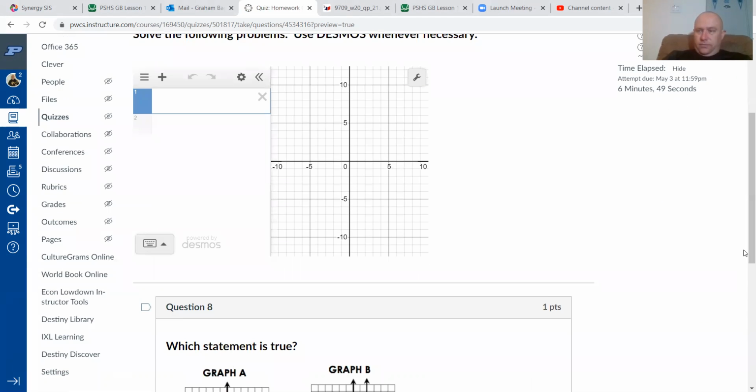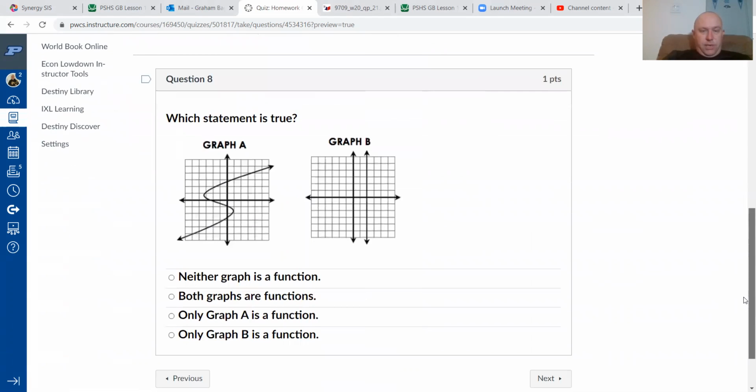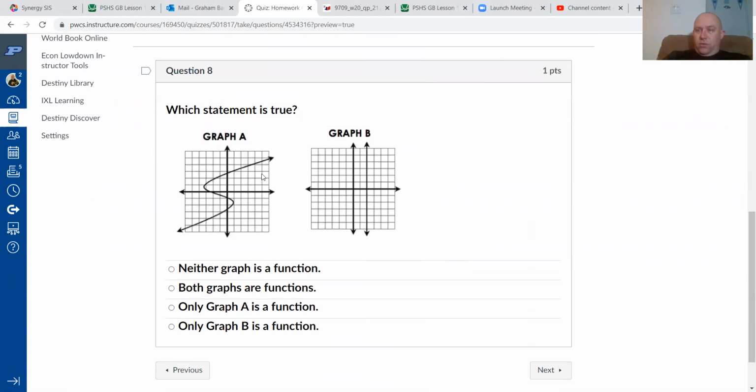Question 8. Which statement is true? So we've got to work it out for each of these ones. Are they a function? Are they not a function? So this is a very common type of SOL question where they'll give you two pictures. You have to answer both of them and then figure out the answer from this.